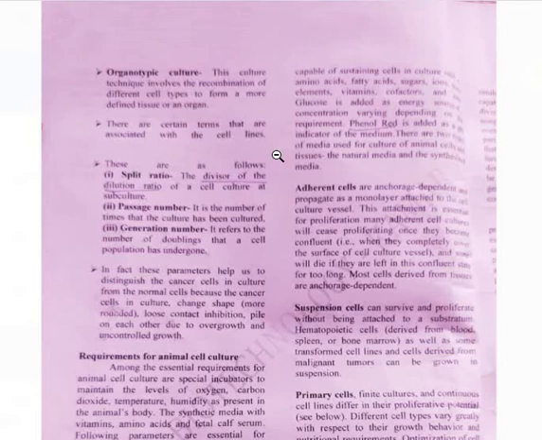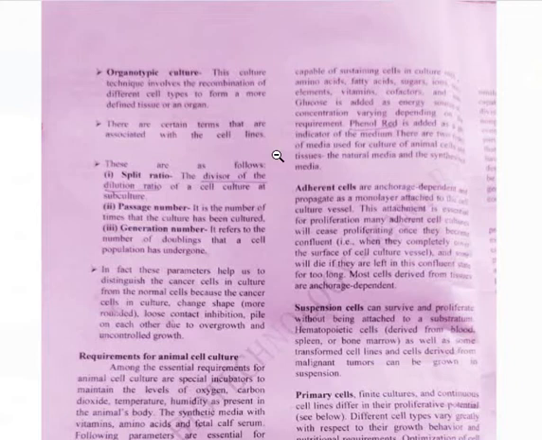This culture technique involves a recombination of different cell types to form one or more different tissues or organs. So this is organotypic culture. Here you can see the cell lines. A cell line means the particular cell lines that you get from a particular animal cell culture.